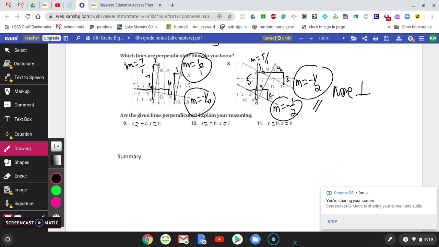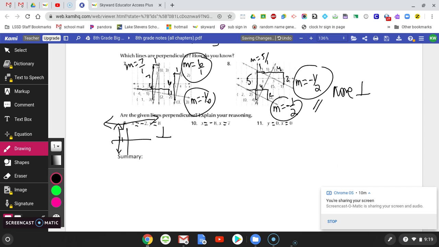Okay, all right, last ones. Are any of them perpendicular? Explain how you would know. Anytime you have an x equals a number and a y equals a number, those are always going to be perpendicular, because x equals negative 2 would be your line that looks like this, and y equals 8 would be somewhere up here. You can see that they are going to have a perpendicular intersection. One has a slope of 0, one has an undefined slope, so they are perpendicular.